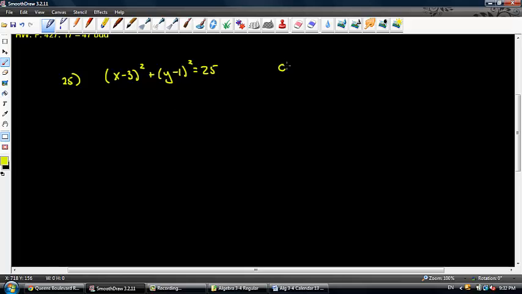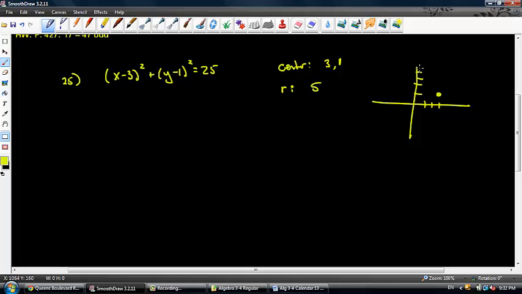So let's identify the center. The center, remember, is opposite your intuition, so if it was negative on the inside, it's going to be positive on the outside. -1 will give me a positive 1 for my center. My radius is the square root of 25. Well, that is 5. So go ahead and just graph this thing. It's centered at 3, 1: 1, 2, 3, up 1. And let's go ahead and just draw the circle.